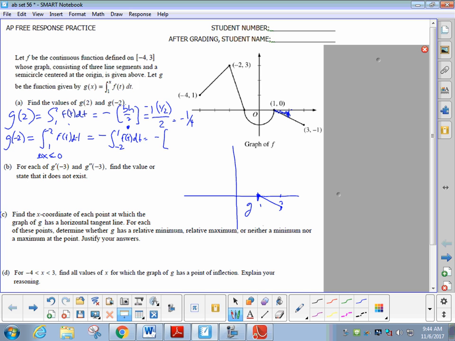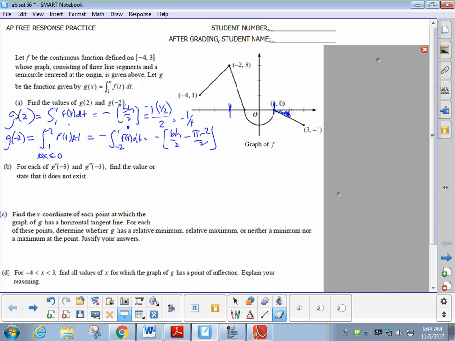So from negative 2 to 1, it involves a triangle that's above the axis and a half circle that's below. So honors people, you might have got this. I don't know if you came from honors, but you should have had something like negative of a triangle that was 3 halves and a rectangle or a semicircle that was pi over 2. So either that or pi over 2 minus 3 halves.